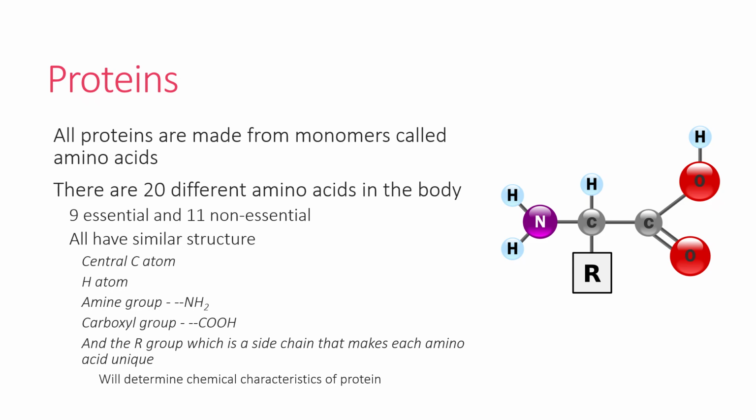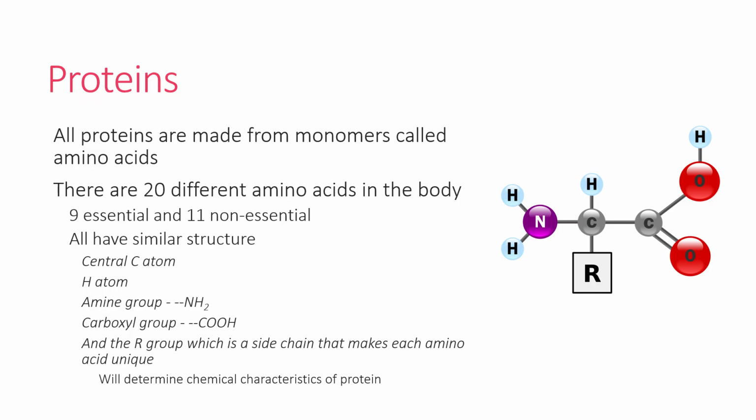Now the monomers, as I mentioned on the previous slide, are amino acids. And there are 20 amino acids, and they all share a very similar structure. We have a central carbon. We have an amine group over here, which would be the NH2. We have the carboxyl group over here, the COOH. We have this hydrogen attached to the central carbon, and then this R group. So this area right here.